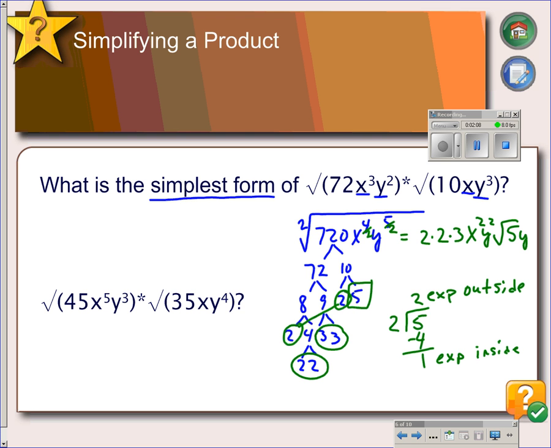Combining the 2's and the 3, 2 times 2 times 3 is 12. 12x squared y squared times the square root of 5y. This is simplified form.